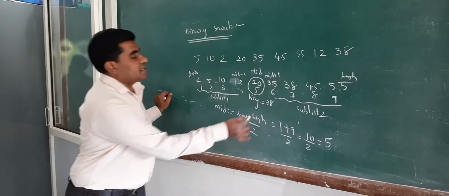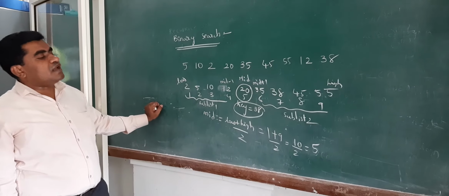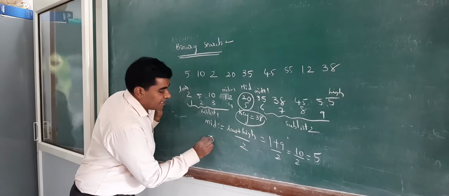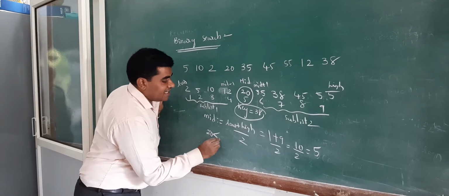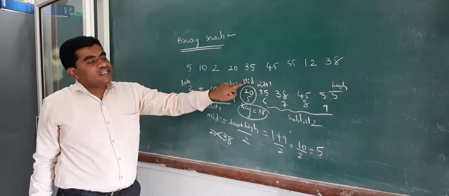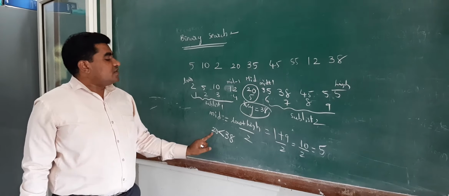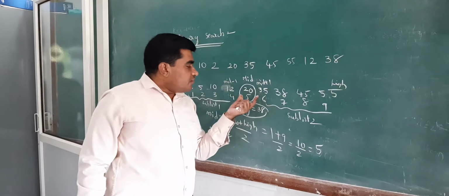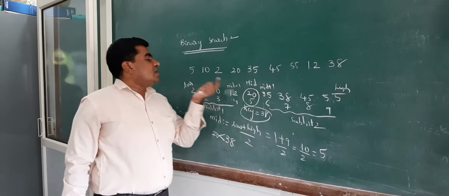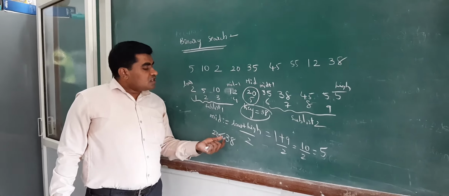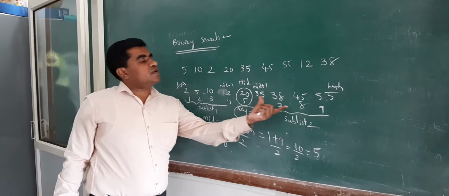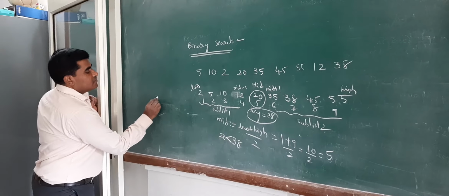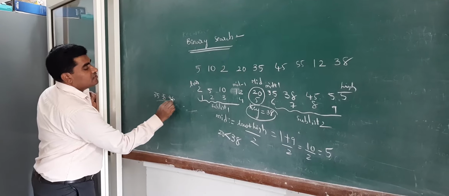So the searching element is 38. First we have to compare the key element with the mid value. The mid value is 20 and the key element is 38. 38 is greater than the mid value, so it is not matching. If the key element is greater than the mid value, we have to enter into sublist 2. If the key value is less than the mid value, we enter into sublist 1. Now 38 is greater, so we enter into sublist 2. The sublist 2 elements are 35, 38, 45 and 55.